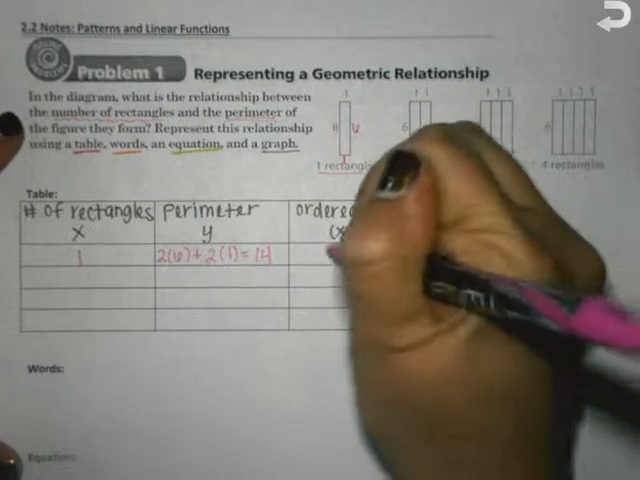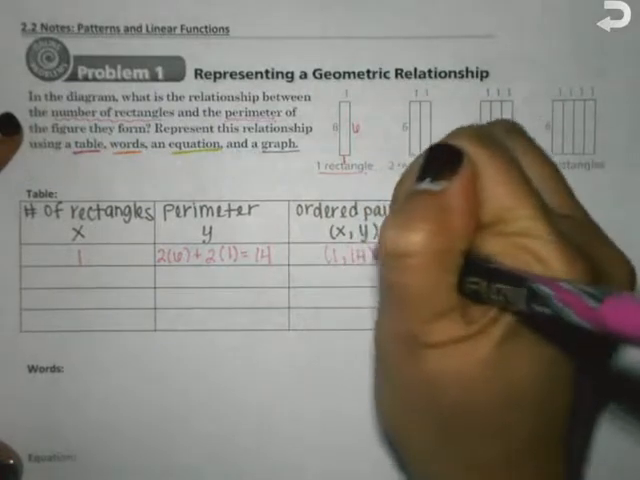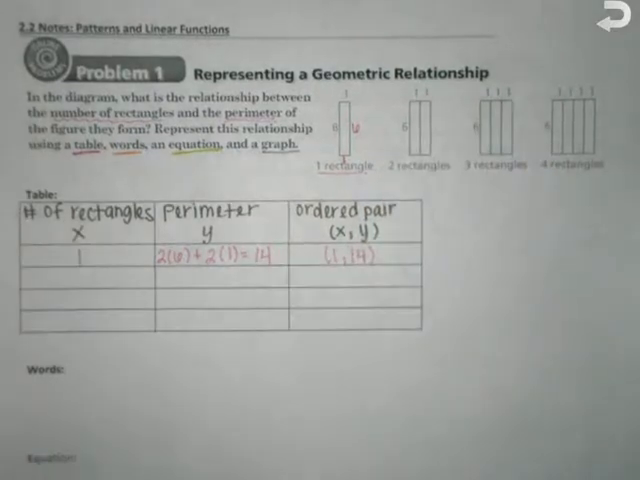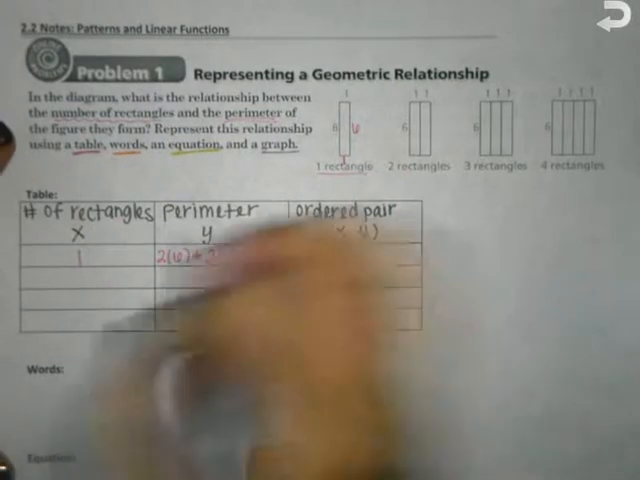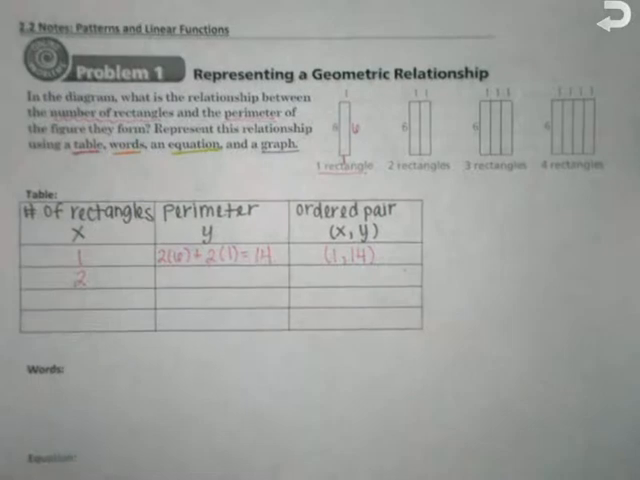So how would we write that as an ordered pair? 1 comma 14. Do you have to put it in parentheses? Yes, because it's a point on your graph, and the parentheses indicate that those 2 points go together, okay? I'm going to do the next one with you guys, and then I'm going to have you all fill out the table on your own. So the next one is for 2 rectangles. So my input is 2.